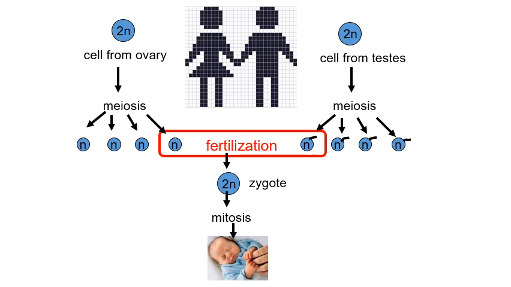So maybe we'll do humans, N equals 23, because we have 23 pairs of chromosomes. Mitosis produces cells that have 2N chromosomes, and meiosis produces cells that have N chromosomes. So if this zygote underwent meiosis, it would just produce haploid cells, which wouldn't be very useful for the organism growing and performing all of its functions.